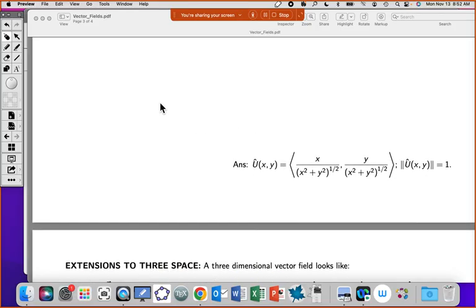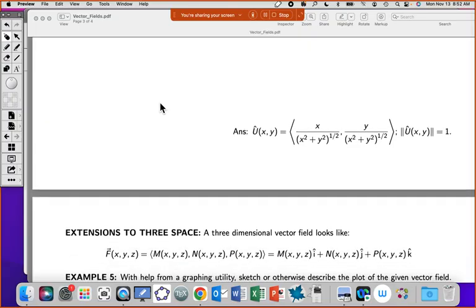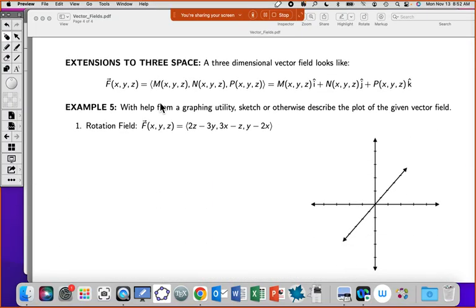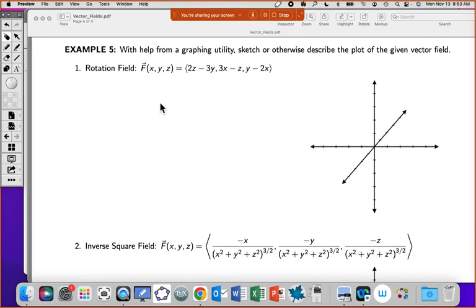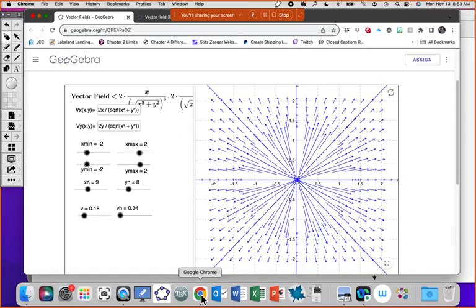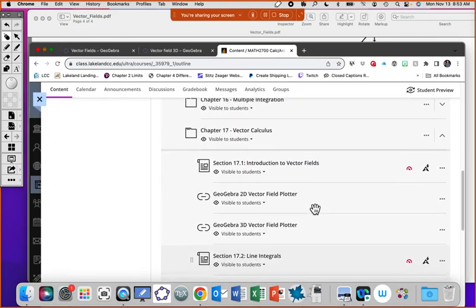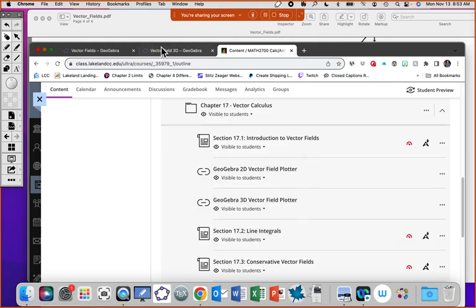Once again, you want to be going back and reviewing some of these basic vector properties. Extensions to 3-space. Well, how do we always extend stuff to 3-space? For functions of several variables, we just tacked on a what? And in vector valued functions, we just tacked on a z. That's it. So in 3-space, here's a couple examples. Rotation fields and inverse square fields. And once again, there's a little applet here, and these are linked, like I said, in the Blackboard site. If you go to the Blackboard content, there's links to them here. And I encourage you to play with it.